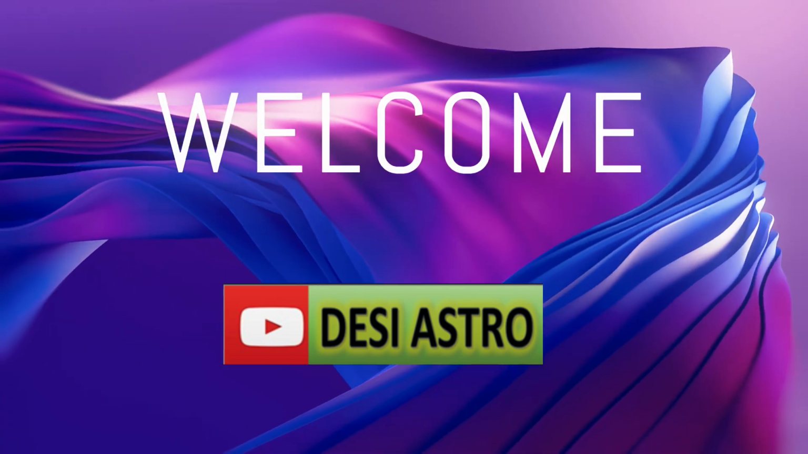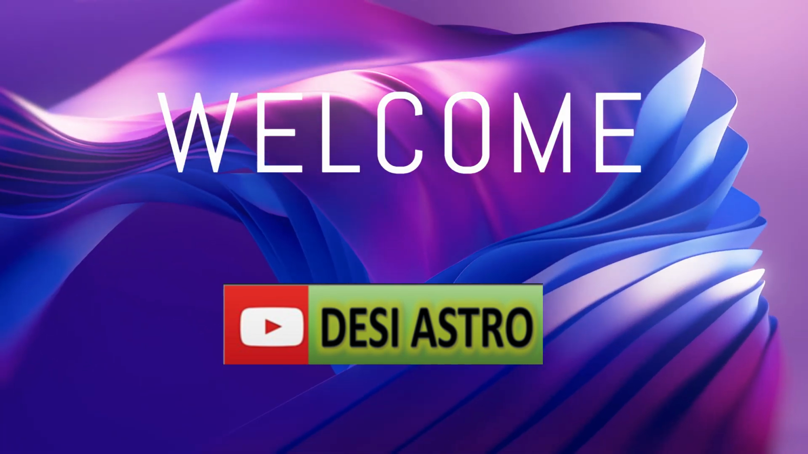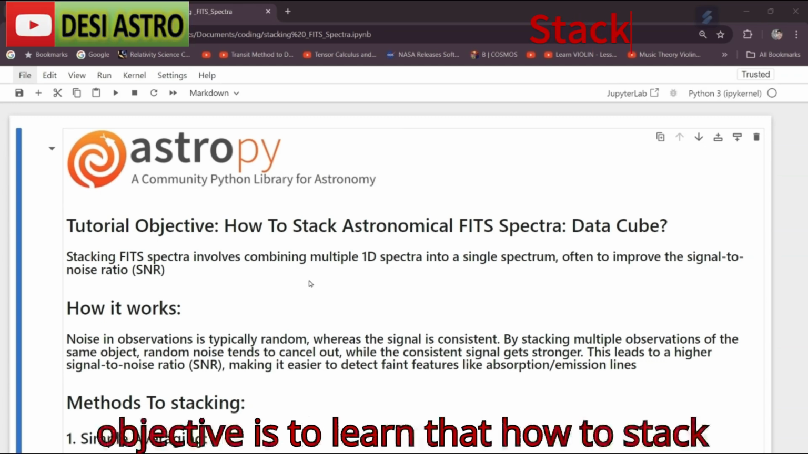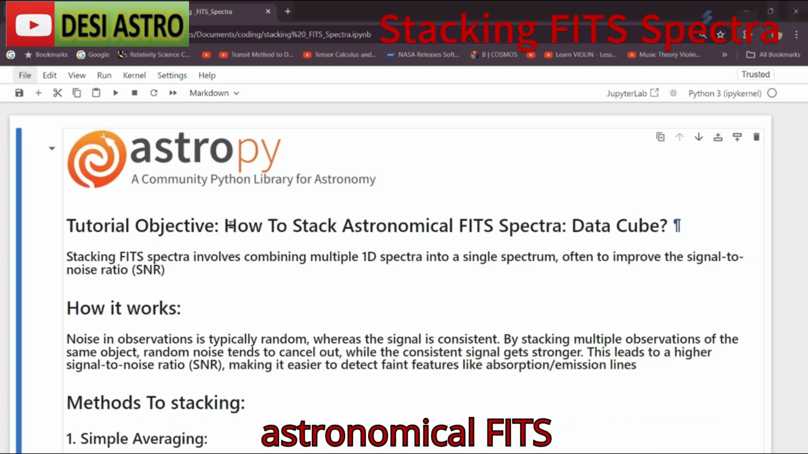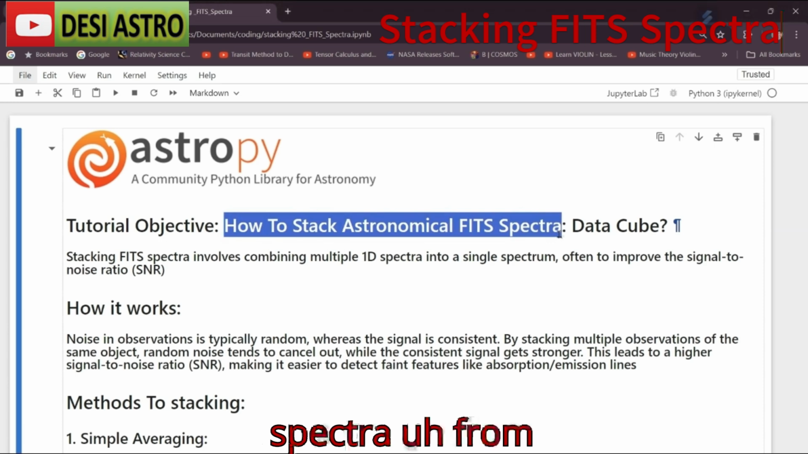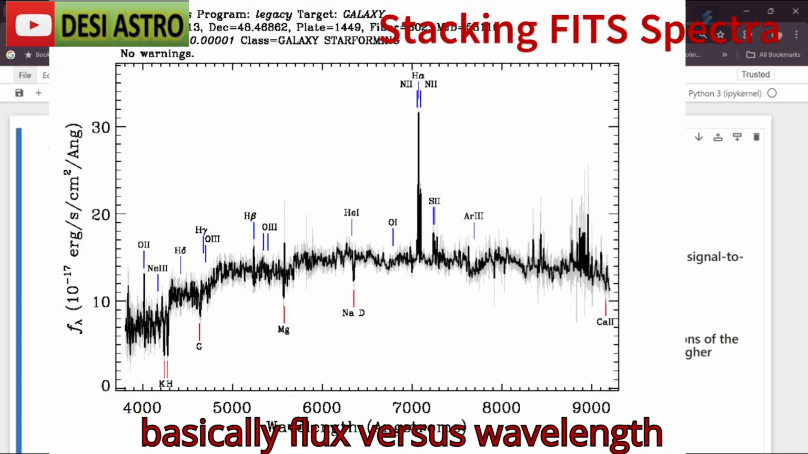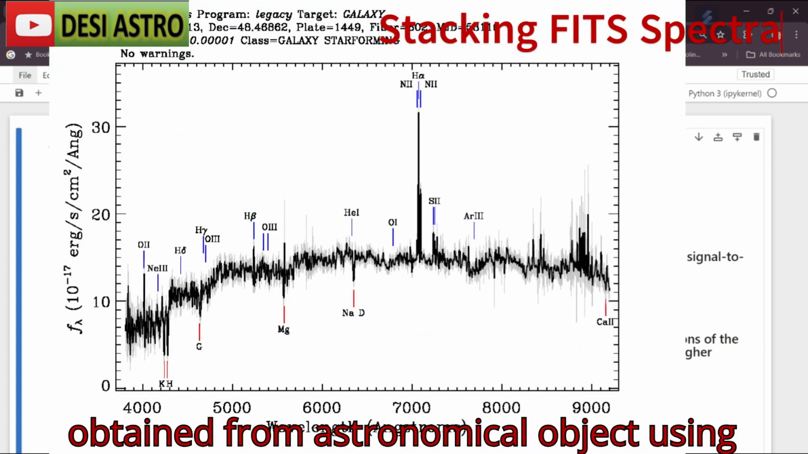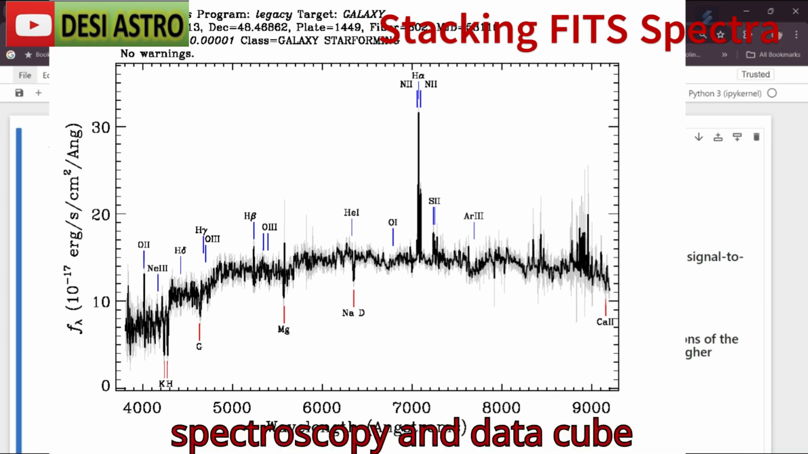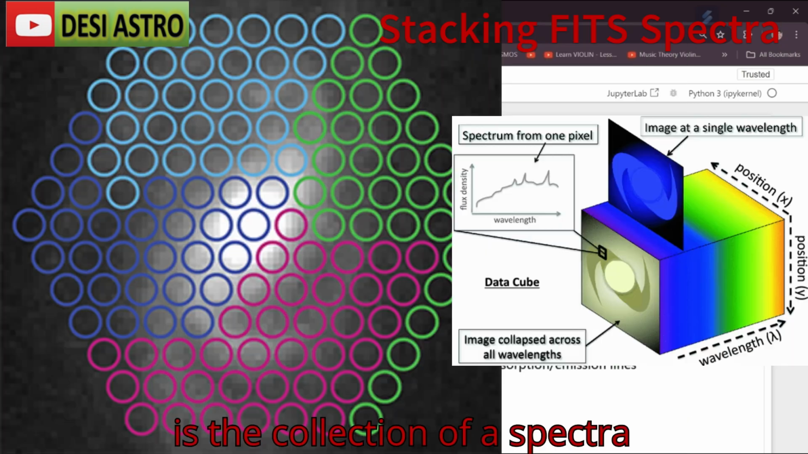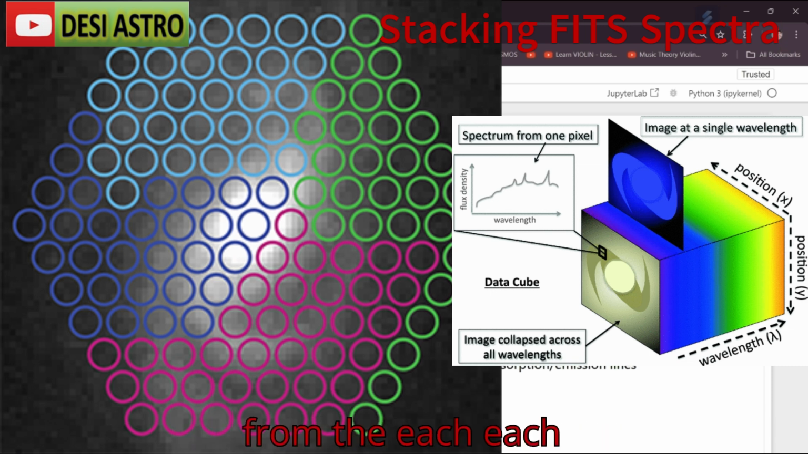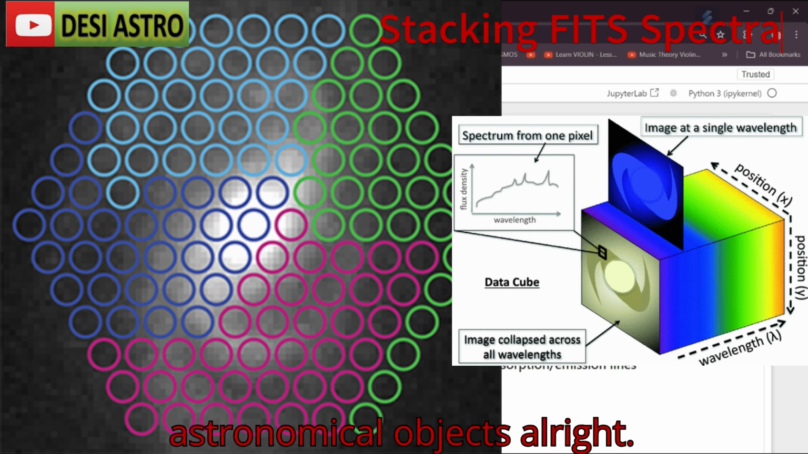Welcome to DESI ASTRO. In this tutorial, our objective is to learn how to extract astronomical FITS spectra from a data cube. A spectrum is basically flux versus wavelength obtained from an astronomical object using spectroscopy, and a data cube is the collection of spectra from each location of the galaxy or astronomical object.